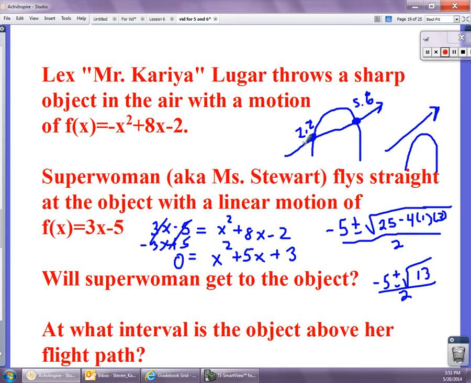So let's pretend for a second that using the same process, you got these 2 answers. It says at what interval is the object above her flight path? So that would be like saying, when is the knife above Miss Stewart? So that would be everything over here. So you could say between these 2 times, the knife or the sharp object is above her, and less than 2.2 seconds and greater than 5.6 seconds, it's actually below her. Okay. So again, I'm sorry for the messed up problem, but I hope you understand at least the process we use to solve it.